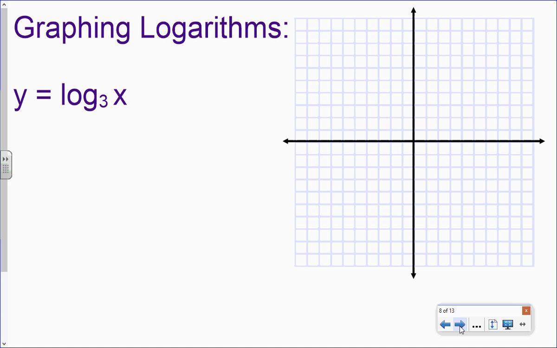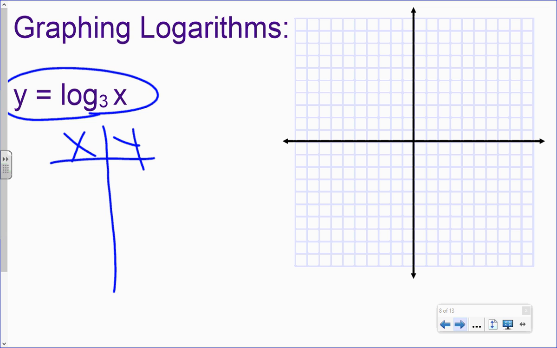So back to log base 3 of x. Just like with exponential functions, I want us to consider the parent function and then transform it from there, however we need to. However, since we're talking about logarithms, which are inverses to exponential functions, I still want you to consider negative 1, 0, 1, but now where will negative 1, 0, 1 be? In the y column. Wait, what do you mean consider?